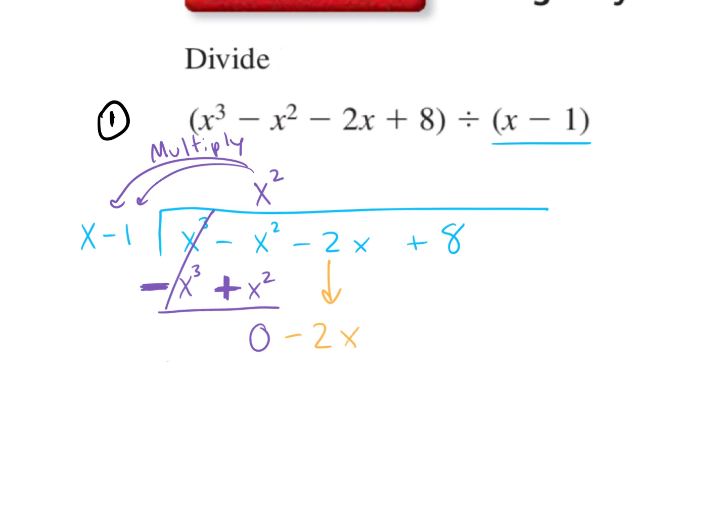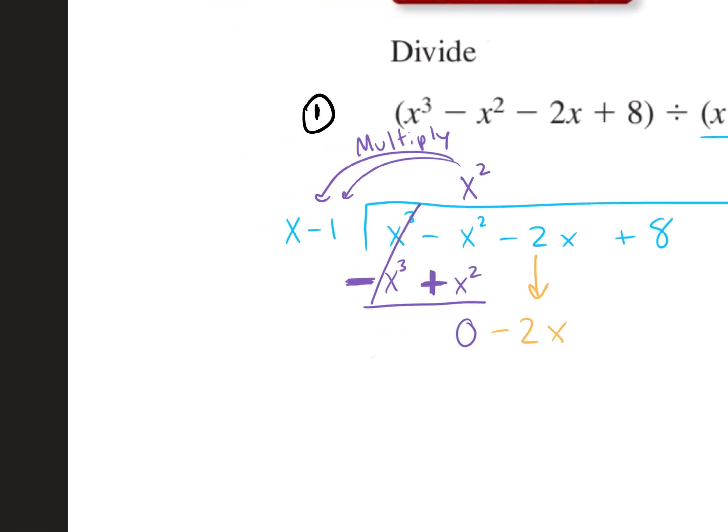And we do the same thing. So we repeat the same steps. Our steps are: 1, we divide. Once we divide, we write that number up top. Then we multiply. Then we change the sign and combine with the numbers up top. And then you do it all again.